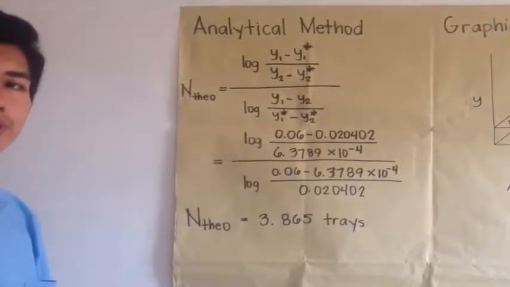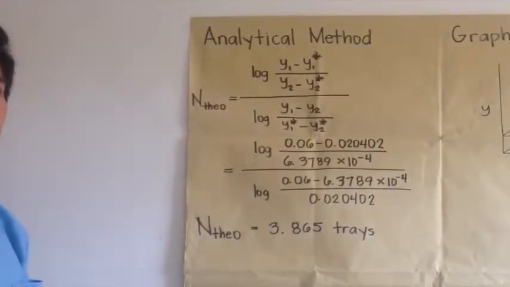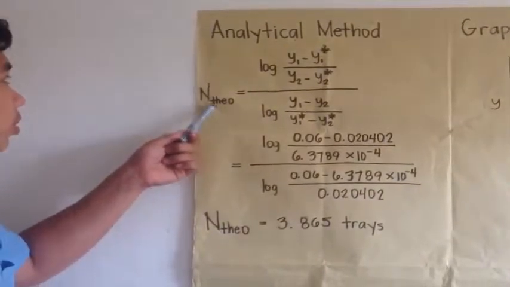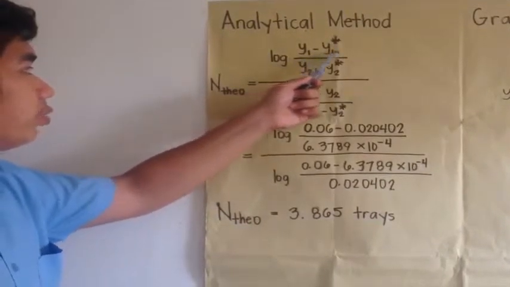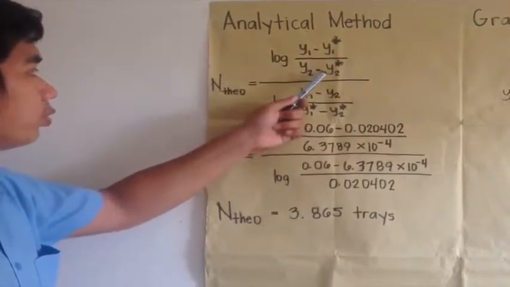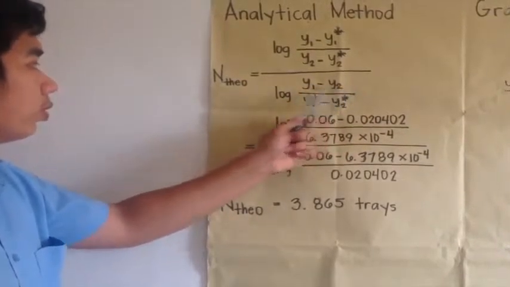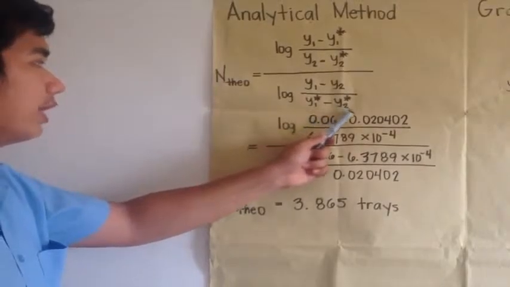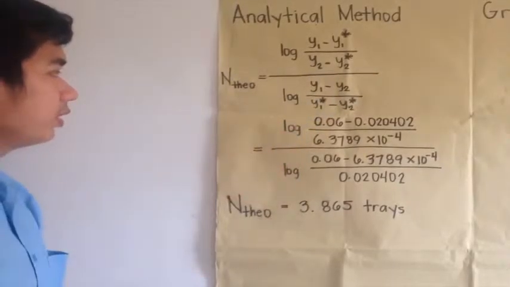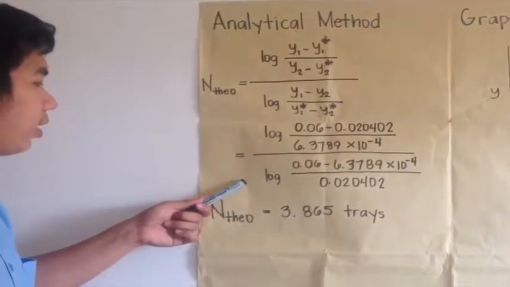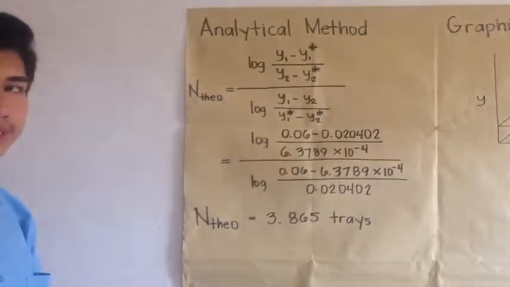We have two ways of solving for the theoretical trace. First, we will use the analytical method. The formula for the NTO using analytical method is log of y1 minus y1 asterisk all over y2 minus y2 asterisk over log of y1 minus y2 all over y1 asterisk minus y2 asterisk. We already have the values of these variables. Substituting it on the formula, we will have the value for our NTO, which is 3.865 trace.